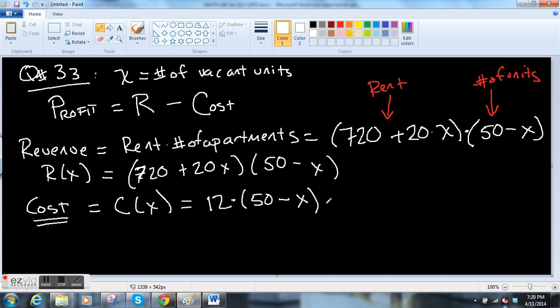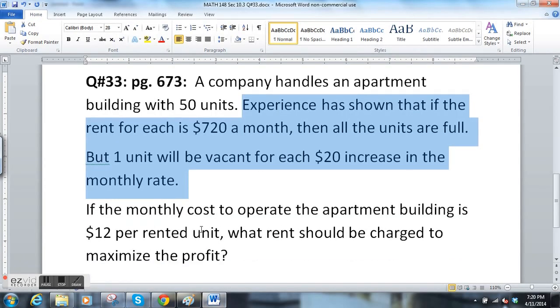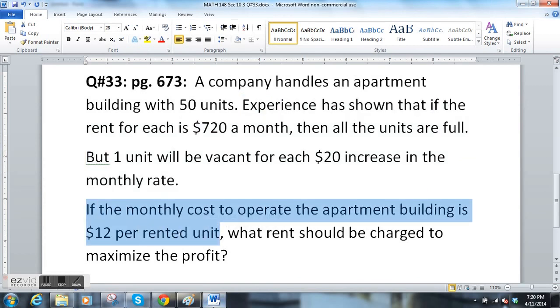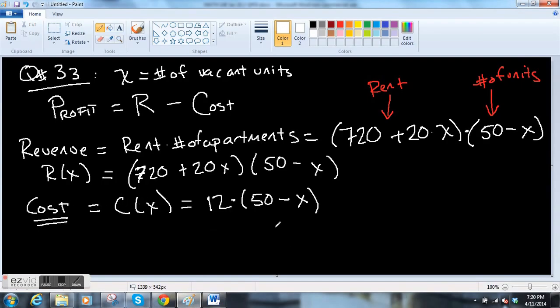And that piece, the cost function, comes from right here. If the monthly cost to operate the apartment building is $12 per rented unit. So the cost to operate it is 12 times the number of rented units, which is 50 minus x.